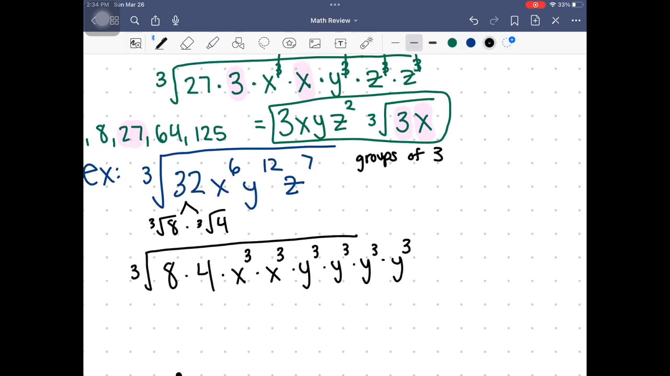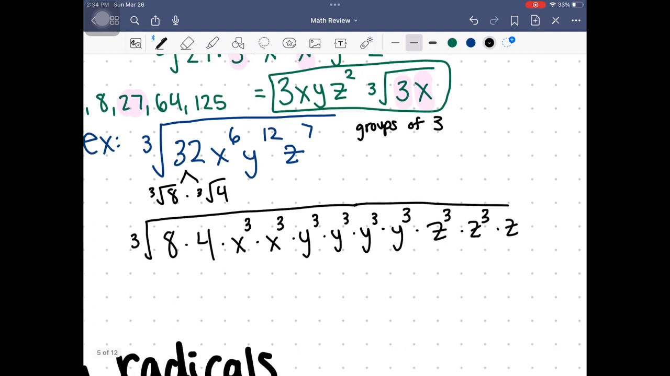Okay. Now, lastly, 7 right here. 7 is not a multiple of 3. So I'm going to have to do z to the third times z to the third. Now I'm at 6. There's 1 z left over because I need to get to 7. Okay. So let's go step by step. Cube root of 8, we already know is 2. Okay. We can't take the cube root of 4, so I'm going to leave that over here.